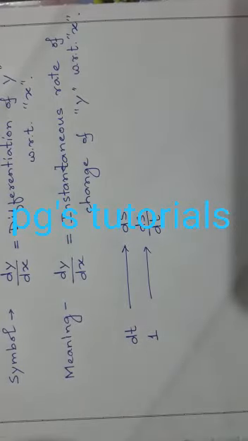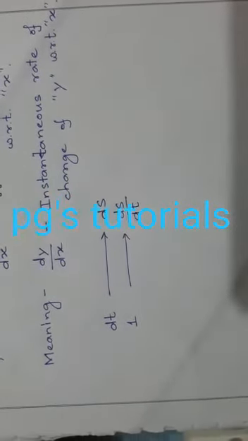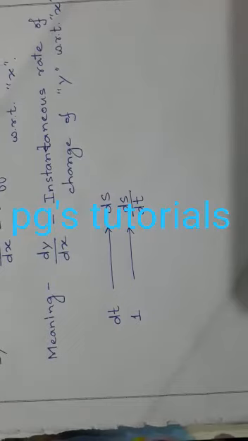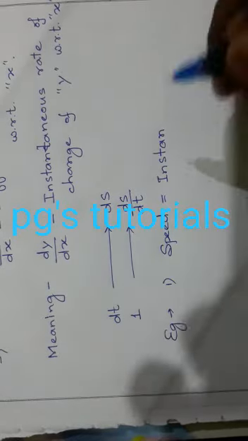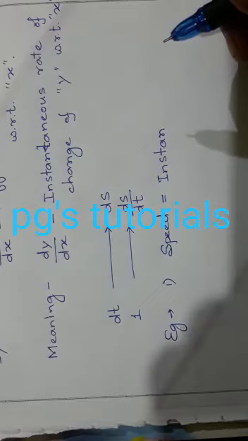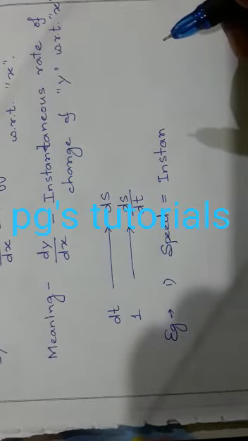What is the use of differentiation in physics? In physics, we use differentiation very often. So it's very important to know the fundamental formula. For example, what is speed? Speed is the instantaneous rate of change of distance with respect to time.